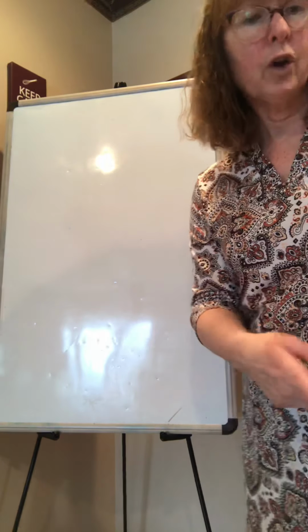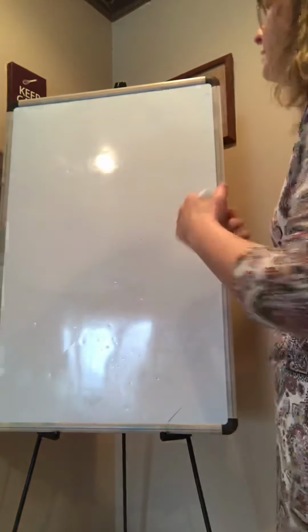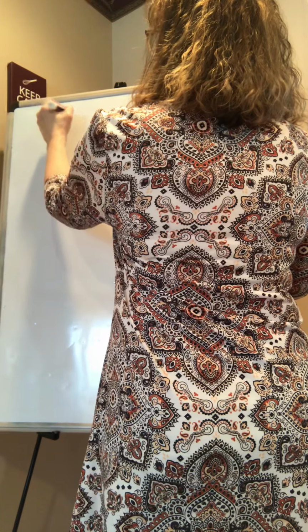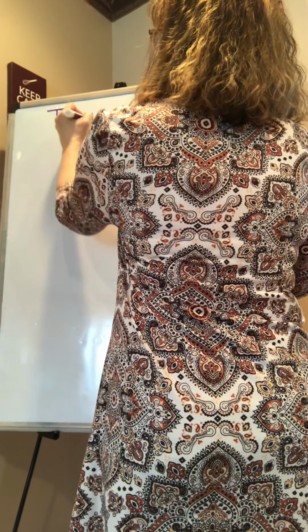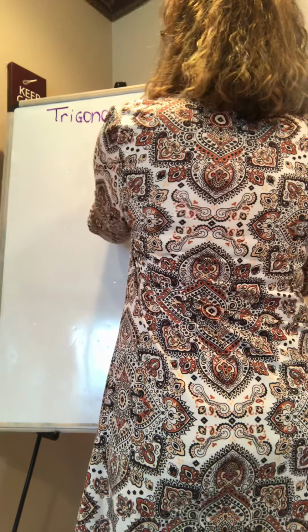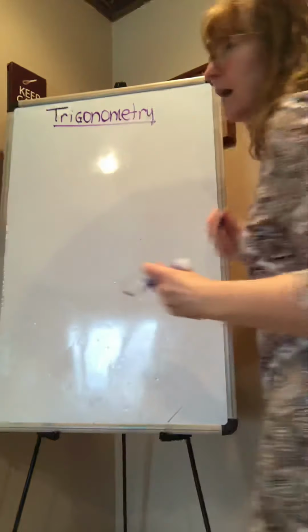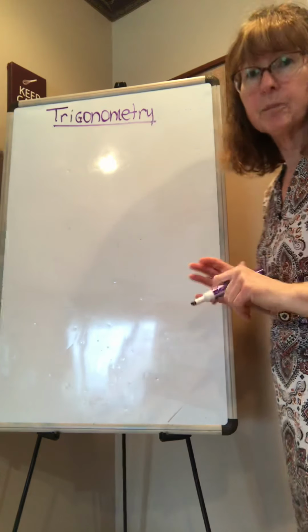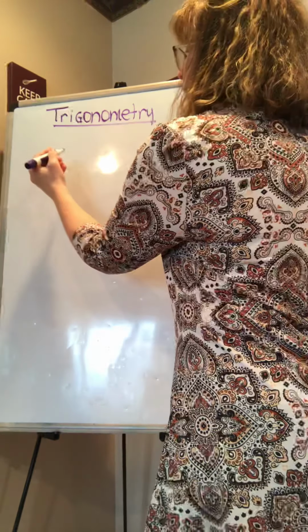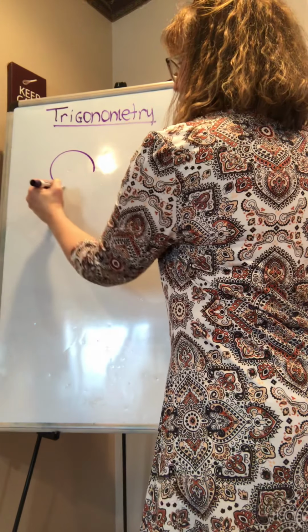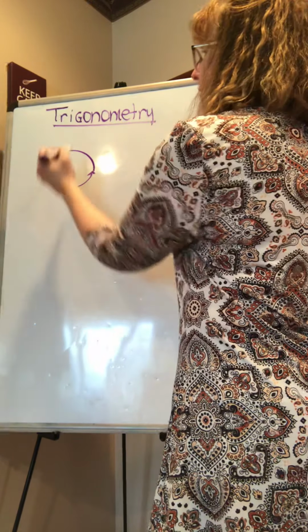All right, so we're starting the trigonometry unit. All right, so trigonometry is all about circles and angles. Now, the first most important thing, when you talk about a circle, we say a circle is 360 degrees.